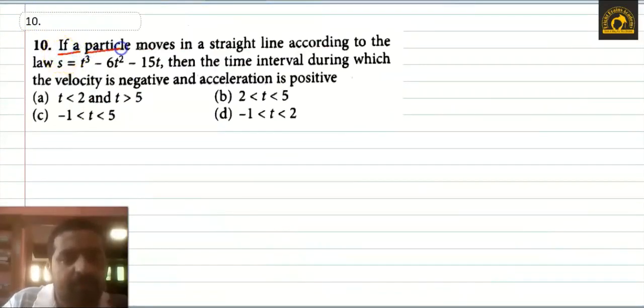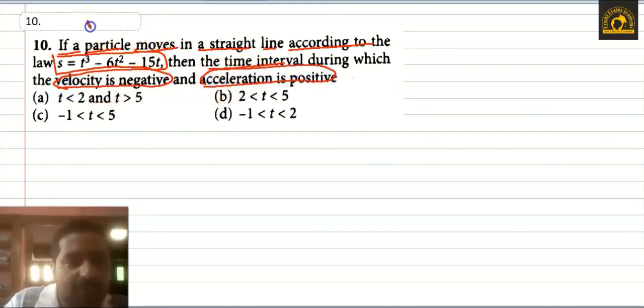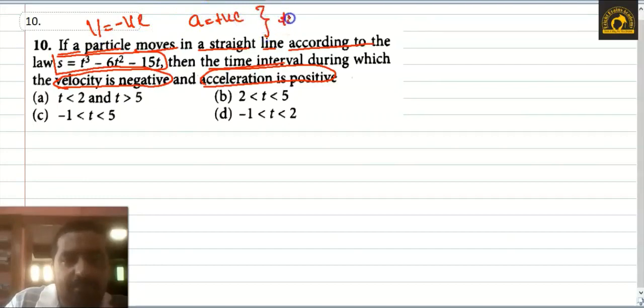If a particle moves in a straight line according to s is equal to t cube minus 6t square minus 15t, then the time interval during which the velocity is negative. So in which time interval is the velocity negative, and in which time interval is the acceleration positive? This is the question. So let's see the solution.